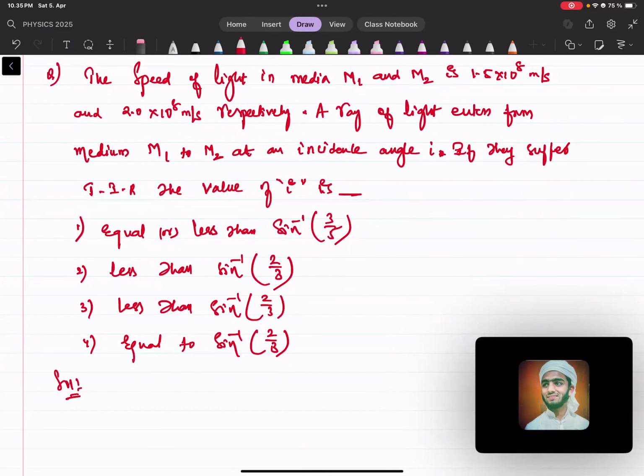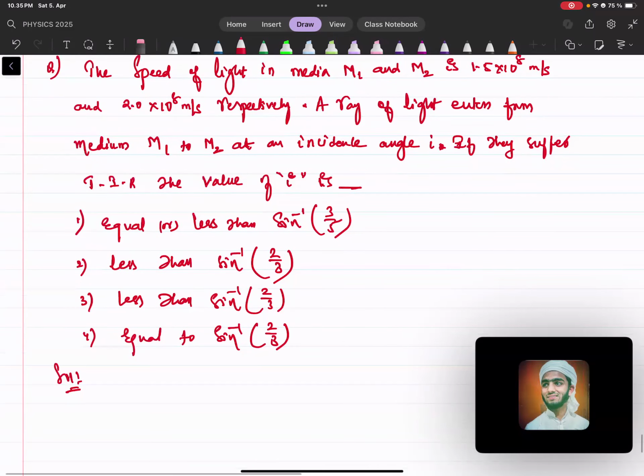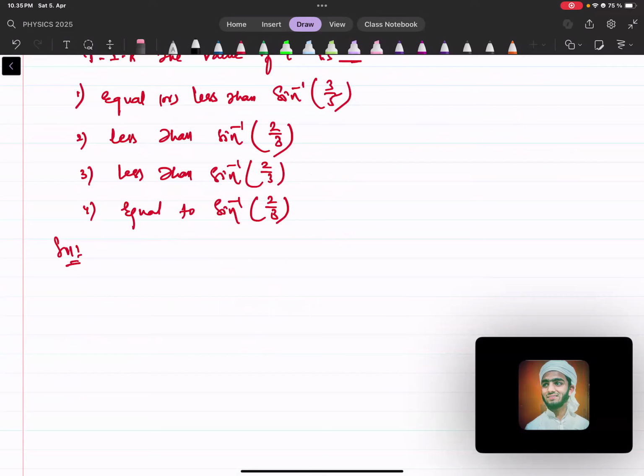The speed of light in medium 1 and medium 2 is how much? 1.5 and 2.0, powers are same. A ray of light enters from medium 1 to medium 2 at an angle of incidence I. If they suffer TIR, then the value of your angle of incidence is how much? Now, first, you are going from medium 1. So mu1 is equal to c divided by V1. Speed of light is 3 into 10 to the power of 8 divided by 1.5 into 10 to the power of 8. This one will get cancelled. So this will be 1.5 is 3 by 2. 3 will get cancelled. This will be equal to 2.